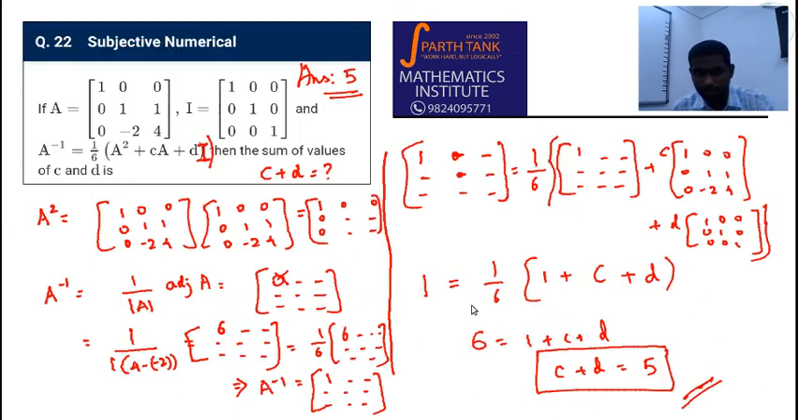I prefer doing it the normal way for the special matrices. Find only the first element, because you get already c plus d. C into A will give you c and d into I will give you d. So c plus d comes from here, and find the first elements of these two. You are settled, right? Very good.